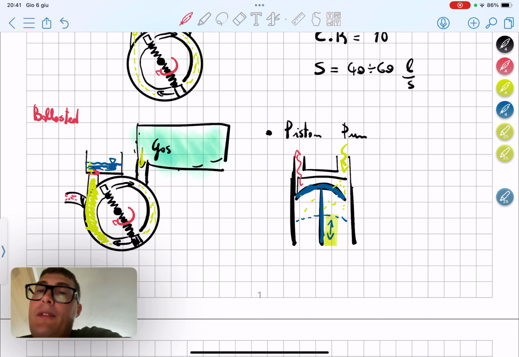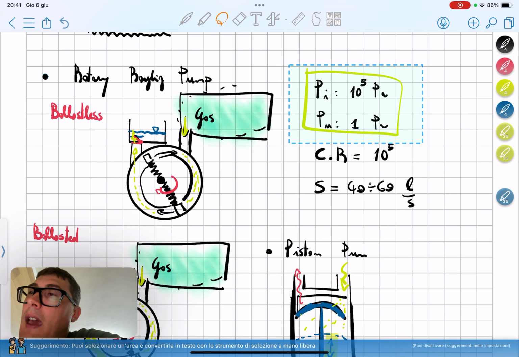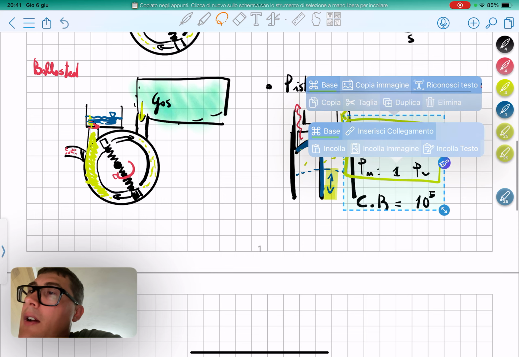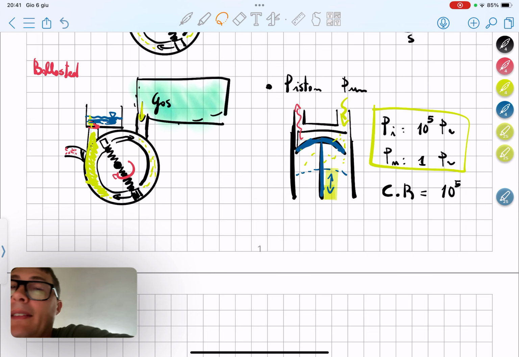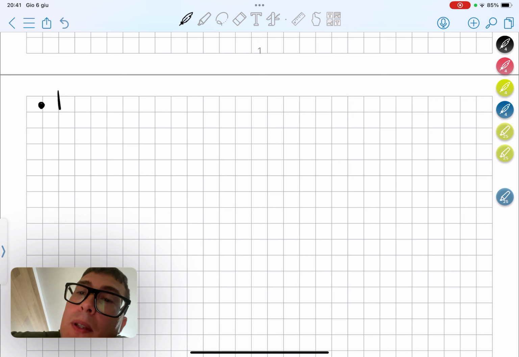So it's a very rough and imprecise way of making vacuum. We can still consider that it has the same performance as the rotary roughing pumps, plus or minus, and it's also inexpensive. Another way of doing this, a little bit more efficient, is the roots pumps.